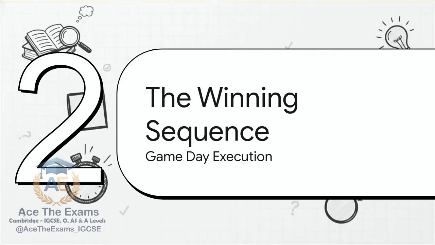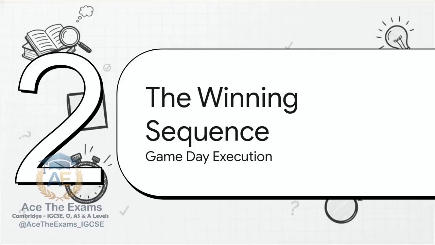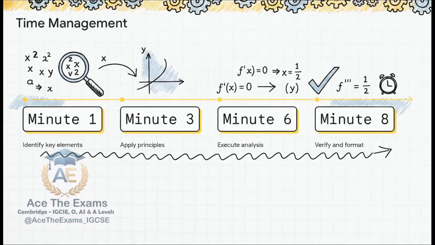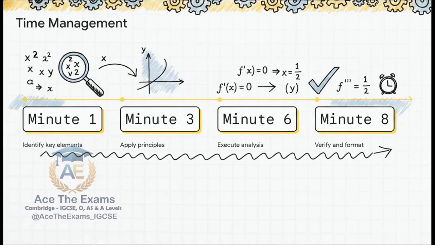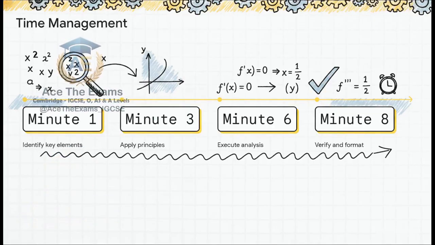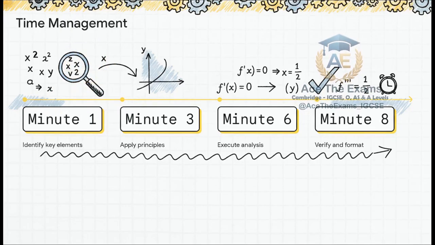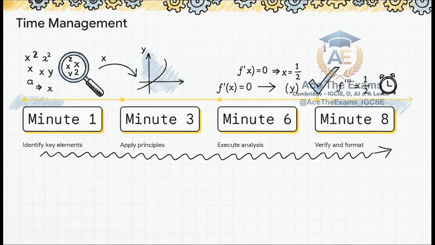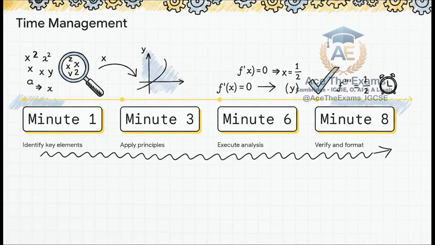And that brings us to our final section, number 5, the winning sequence for game day execution. All right, team, listen up. We are officially in the fourth quarter. It's time for the final drive down the field. Systematic processing has to follow a standardized sequence. For your standard 8 to 10 mark differentiation problem, your mental timeline needs to look exactly like this.